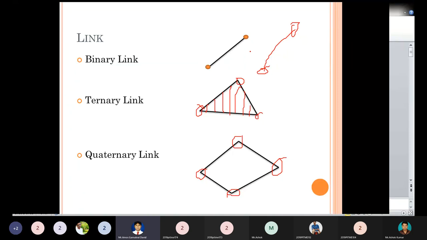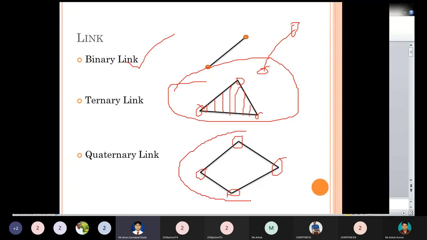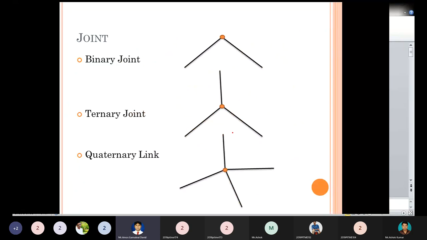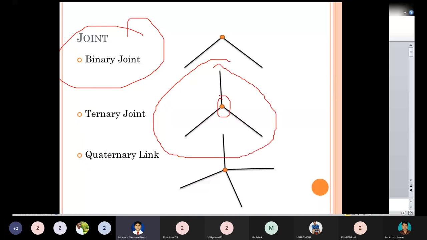Okay, so a binary link is basically a link with two ends. A ternary link is a link with three ends. What is a quaternary link? A quaternary link is something which has four ends or four corners, basically. What is a joint? Two links join at one point to form a binary joint. Three links join at one point to form a ternary joint. Four links join at one point to form a quaternary joint. I've mistyped it. This is joint. Okay, clear? Got it, guys?